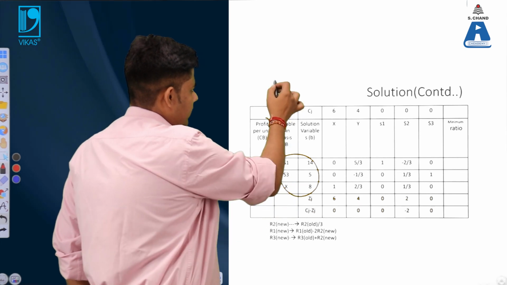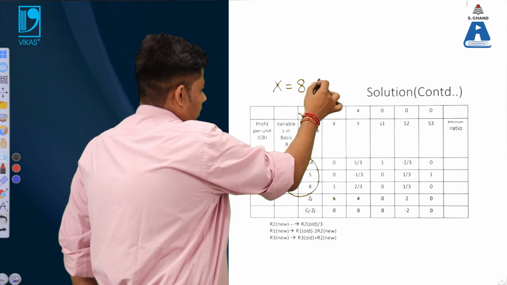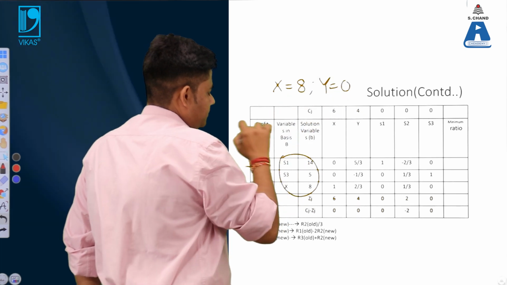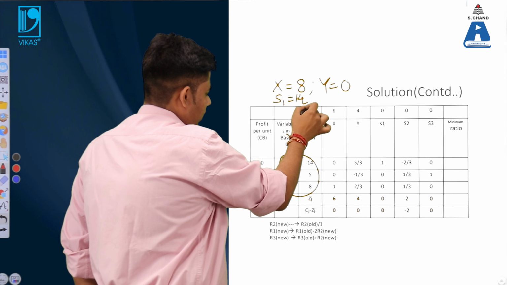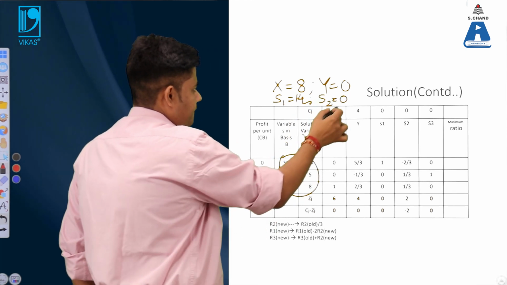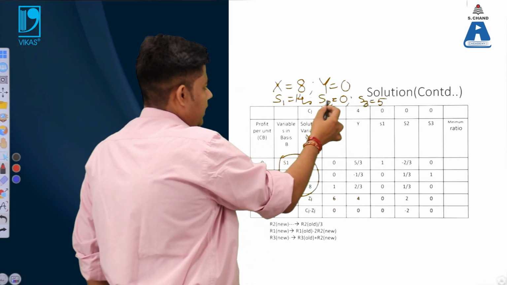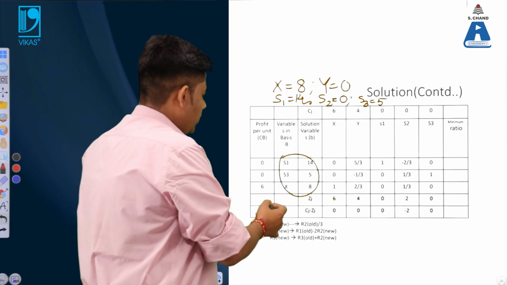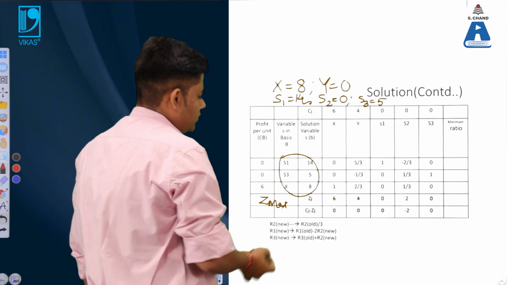That means finally I'll get the result in which x would be equal to 8. This solution does not have y, so y is 0, and the value of S1 is 14, and the value of S2 will be 0 because S2 is not here, and the value of S3 would be 5. Although these S variables do not make any difference to the objective function, what would be making a difference towards the objective function? That would be x only.